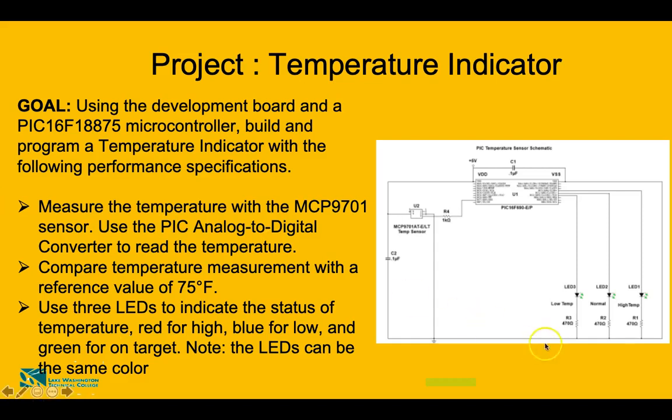All right, so this status indication has been shown here with these LEDs. LED 1, 2, 3. LED 1 is for high temperature. LED 2 is for target temperature or normal temperature. LED 3 is for low temperature. And you can use different color LEDs to indicate the result. The red one you can use for indicating the higher temperature. The green one you can use for normal or target temperature, and the blue one you can use for low temperature.